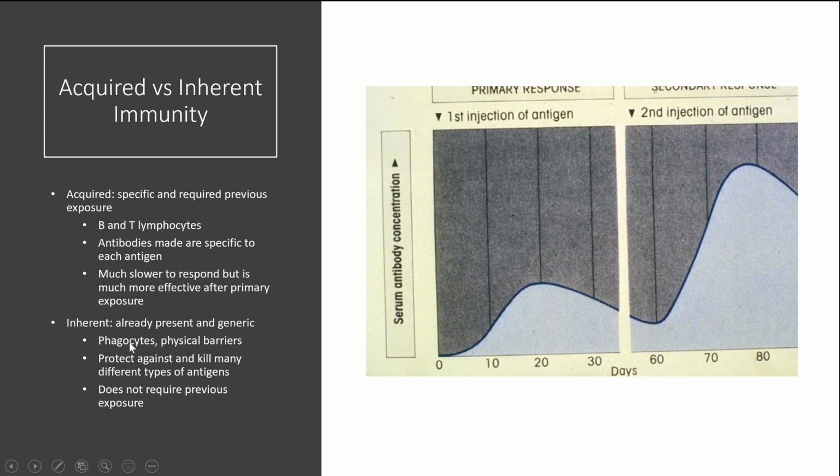And so that's going to be your phagocytic cells mainly, okay? So your neutrophils, your macrophages that come from your monocytes, as well as your physical barriers, right? Your skin is going to keep out what it keeps out. It doesn't care what it is, right? It doesn't care what kind of bacteria, what kind of virus it is. It's going to keep it out, right? Same thing goes with your phagocytes. They're going to eat it up no matter what, okay? And then it protects against and kills many different types of antigens because, again, they don't really care what it is. And it does not require previous exposure, right? It's inherently there every time, all the time.